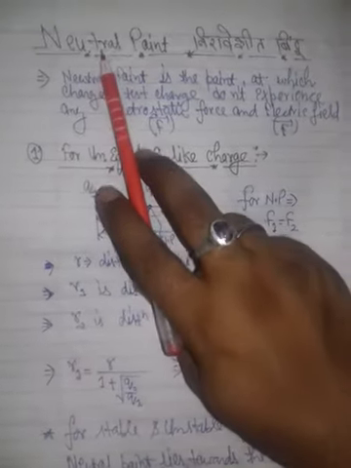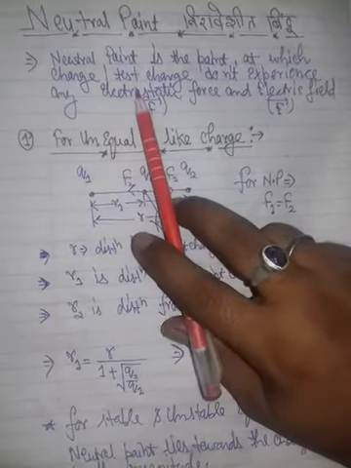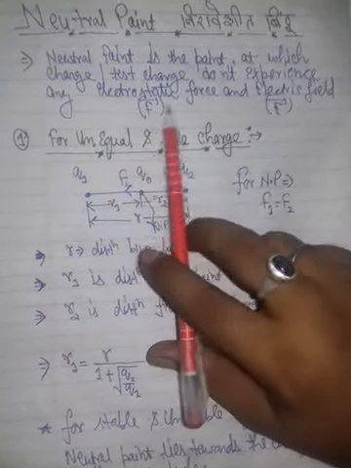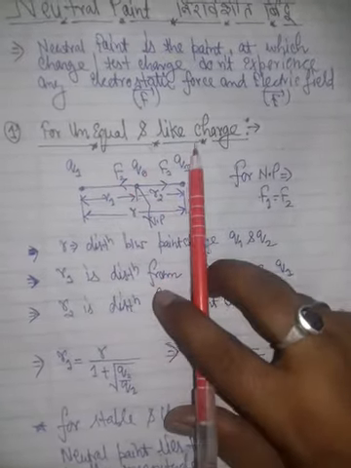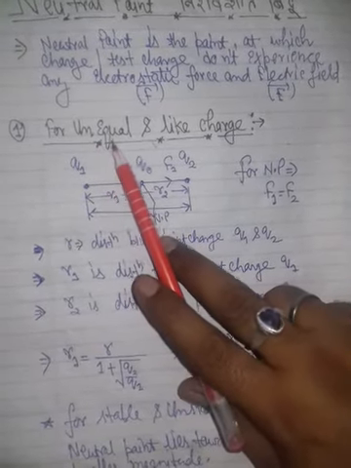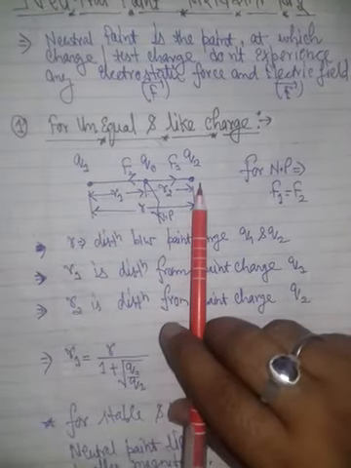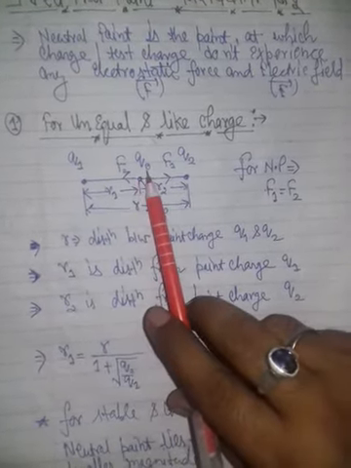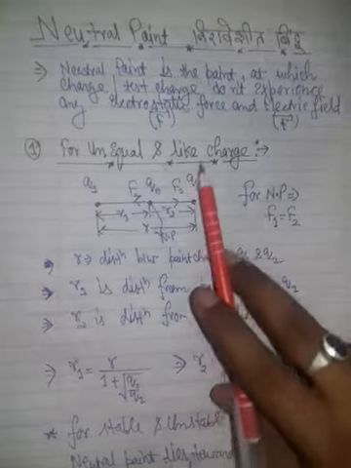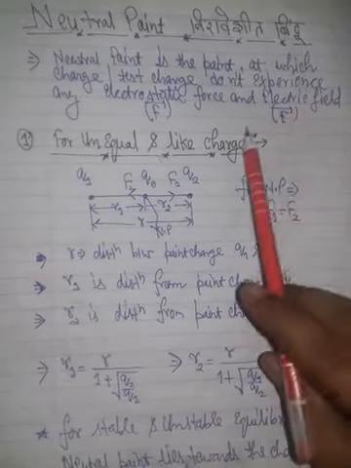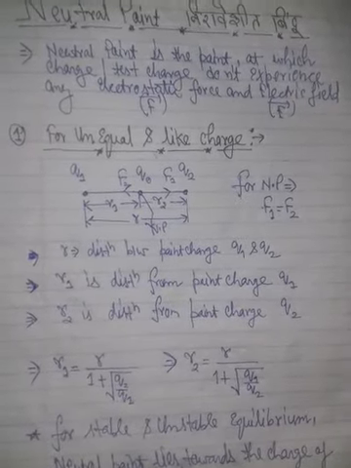Next we talk about the neutral point. A neutral point is the point at which a charge or a test charge does not experience any electrostatic force or electric field. First, this is for unequal and like charges. Unequal means the magnitudes are different, and like charges means both q1 and q2 are positive or both negative in nature. q0 is a test charge, generally a positive unit charge. For a neutral point, as discussed in the definition above, it is the point at which a test charge does not experience any electrostatic force.